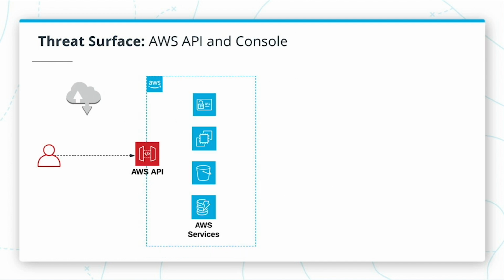Another external threat is the AWS API and the console, or the management plane. Due to the inherent nature of the public cloud being public, access to the AWS API and services is public-facing. If this access is compromised, an attacker could gain control of your environment from anywhere.